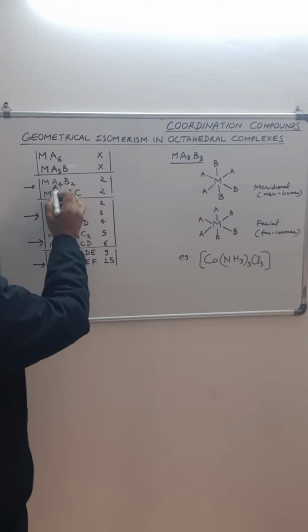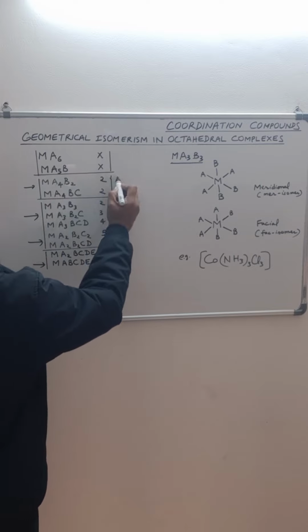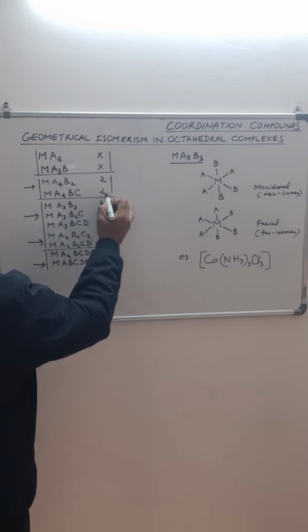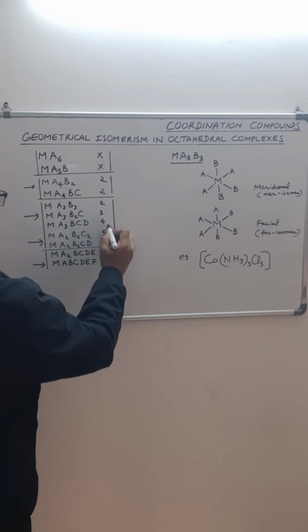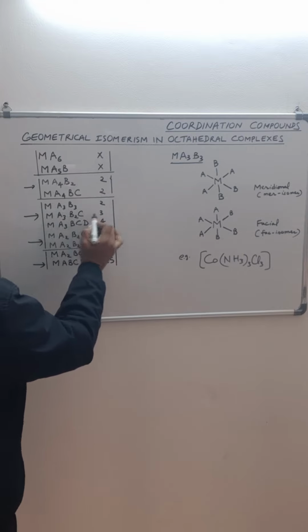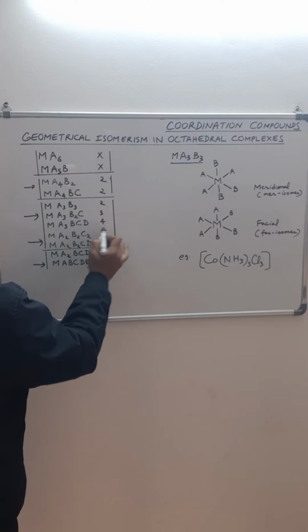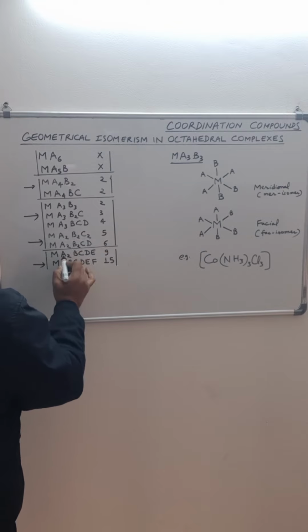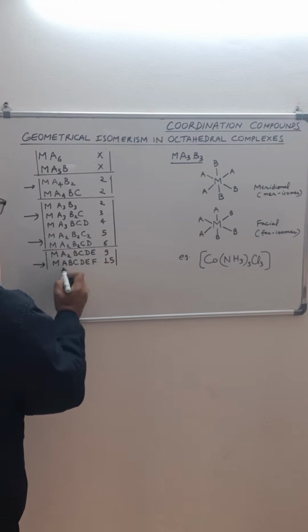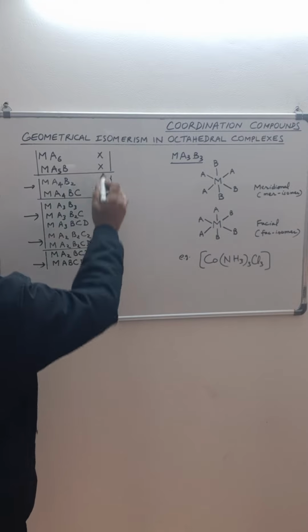So let us go from Ma4B2. It has 2 geometrical isomers. Ma4BC has 2. Then Ma3B3 will have 2 geometrical isomers. Now it will start increasing. So Ma3B2C 3, Ma3BCD 4, Ma2B2C2 5, Ma2B2CD 6, Ma2BCDE 9, MABCDEF 15. So just you can remember this.